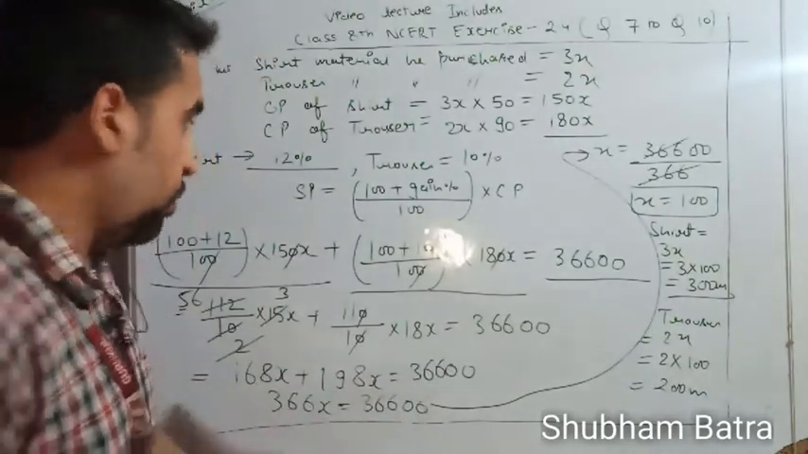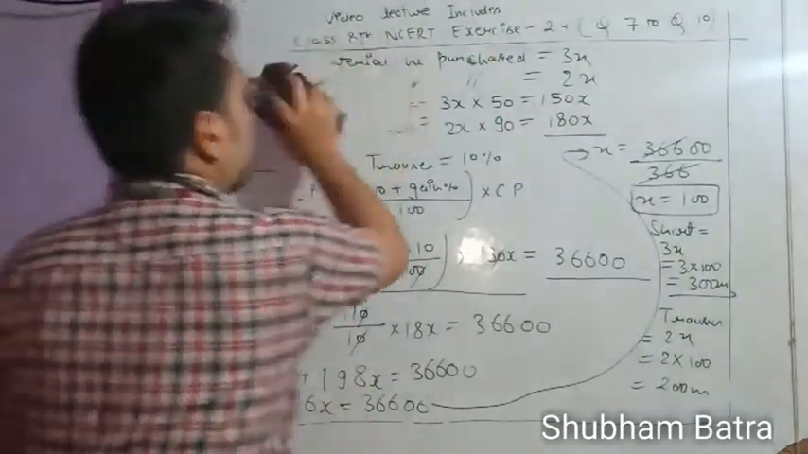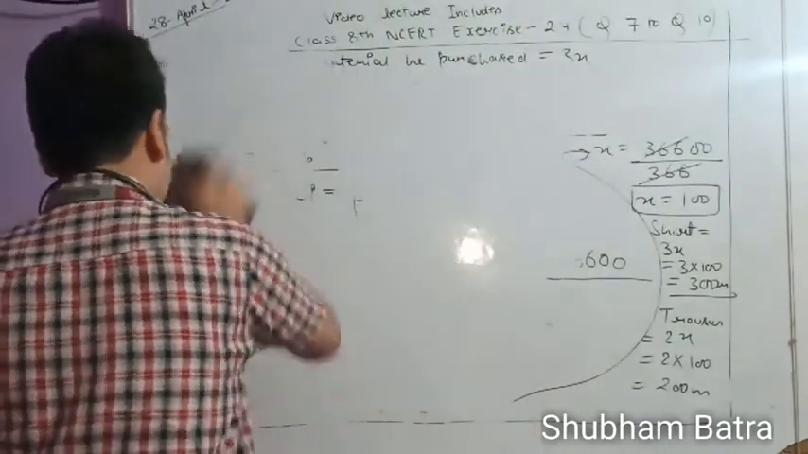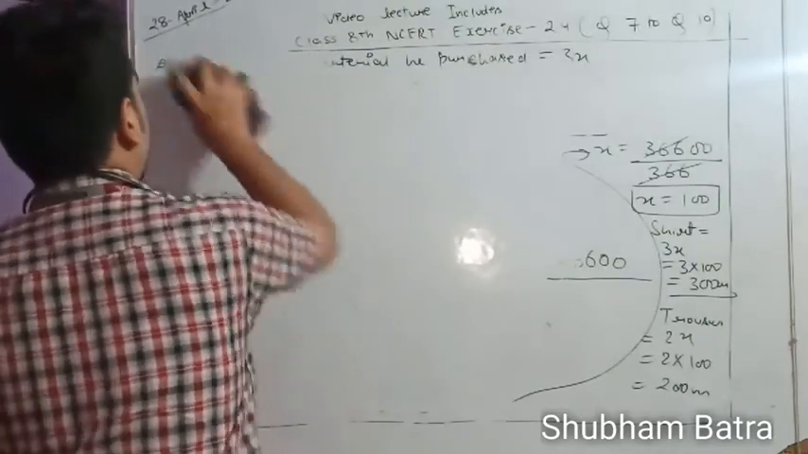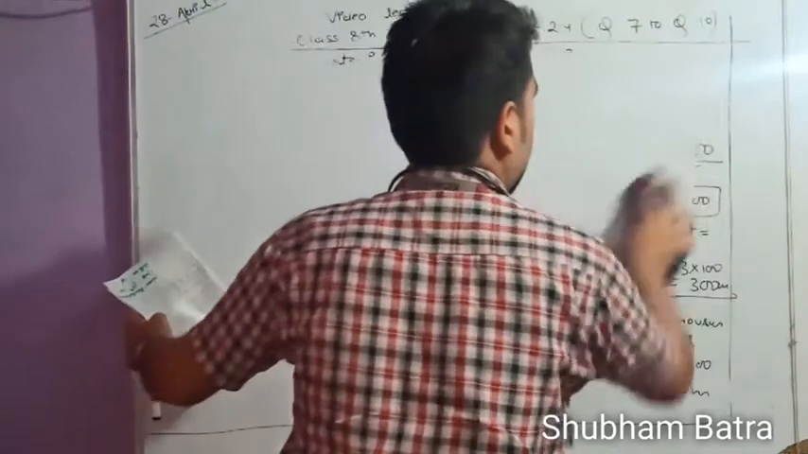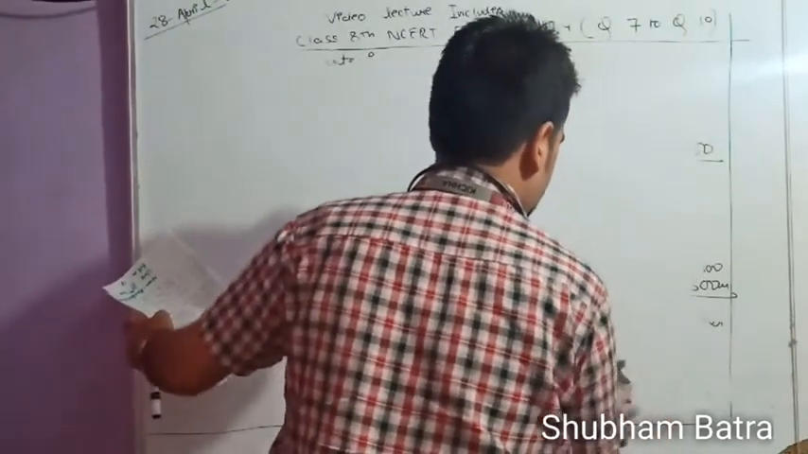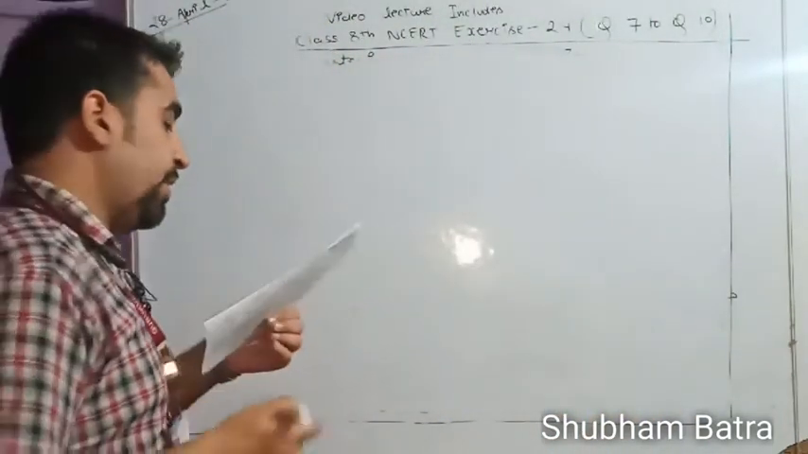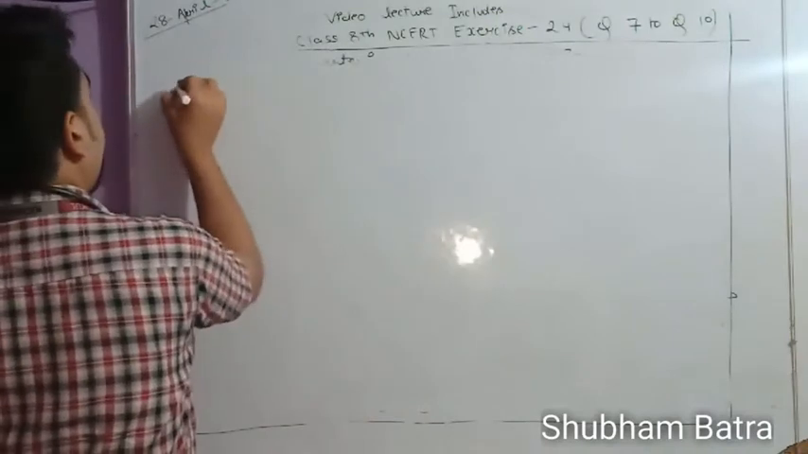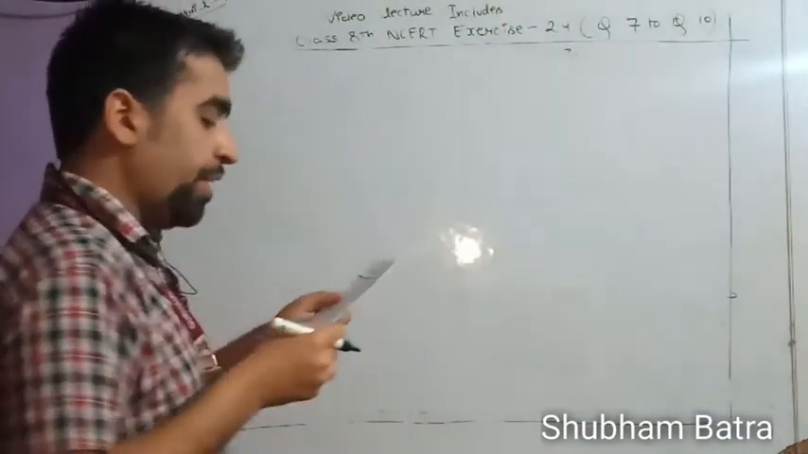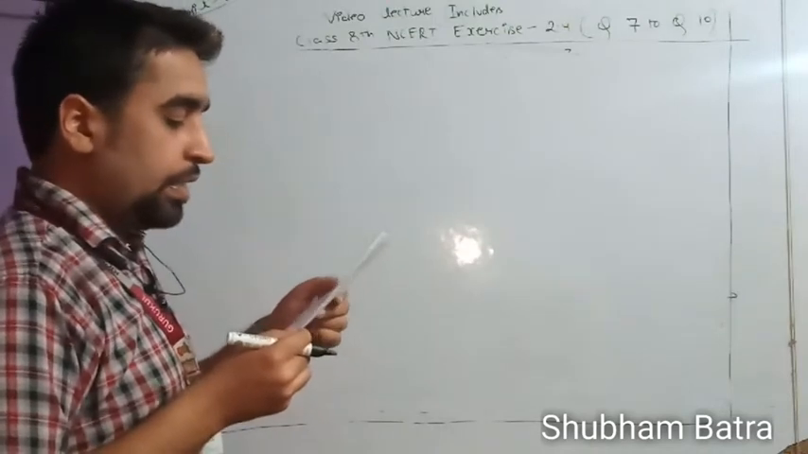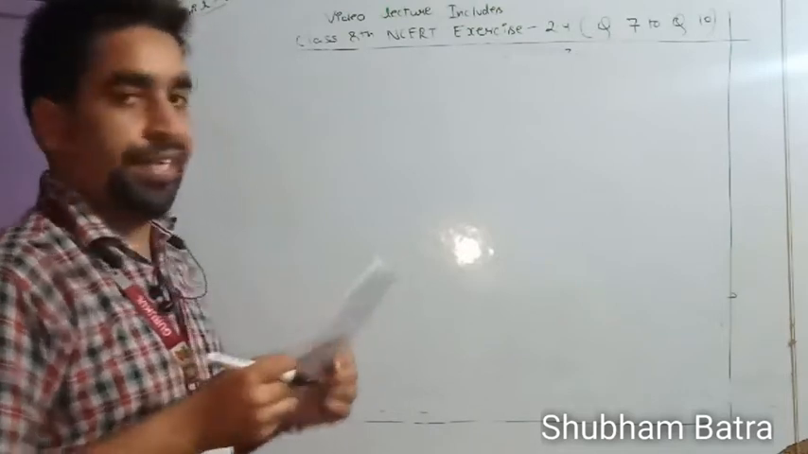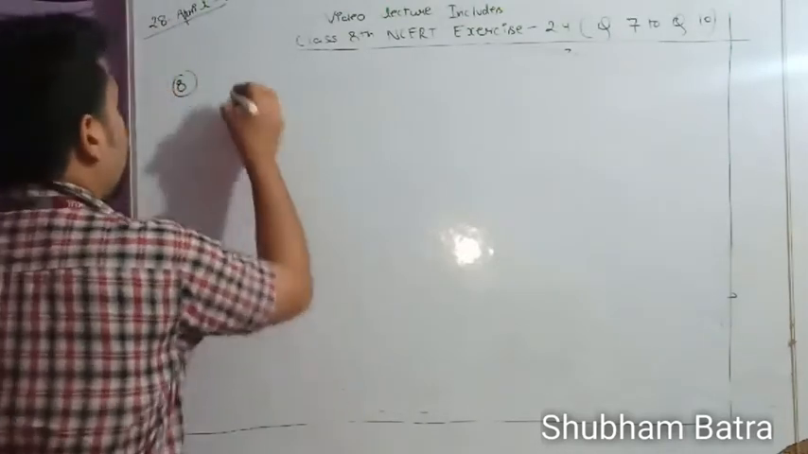Question number 8 we are going to solve. Question number 8 says: half of a herd of deer are grazing in the field and 3/4 of the remaining are playing nearby. The rest, 9, are drinking water. Find the number of deer. So let us assume it x. Let the number of deer be x.